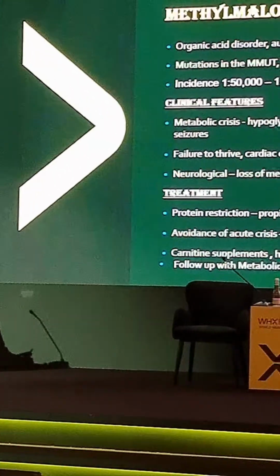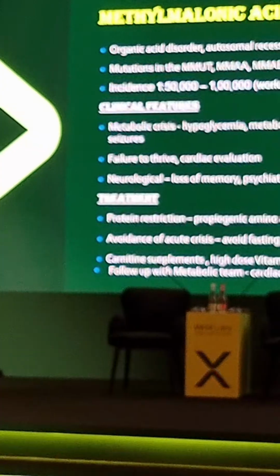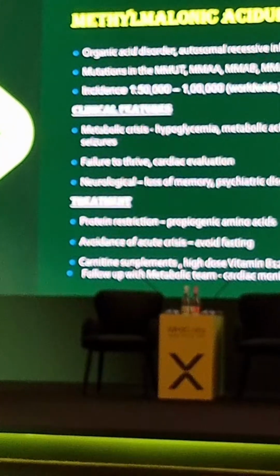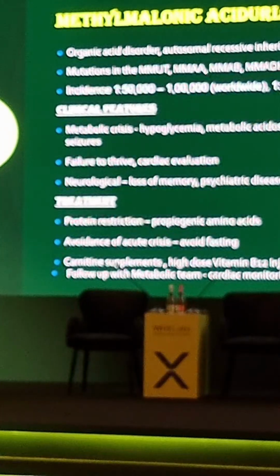The treatment is protein restriction, restricting the propiogenic amino acids. Most important is to avoid the metabolic crisis. Mainly, the mother should be advised to feed the baby regularly. Carnitine supplementation is necessary in these patients because carnitine levels are usually low. And if it's a vitamin B12 responsive form, then high-dose vitamin B12 injections are given. Follow-up is definitely necessary with the metabolic team for avoidance of metabolic crisis and also cardiac and neurological evaluation.